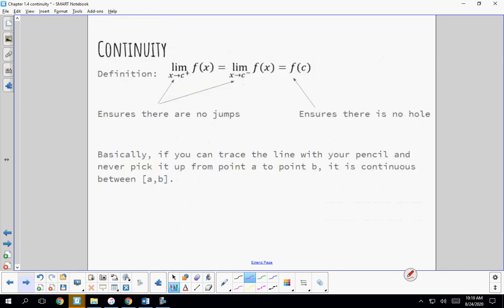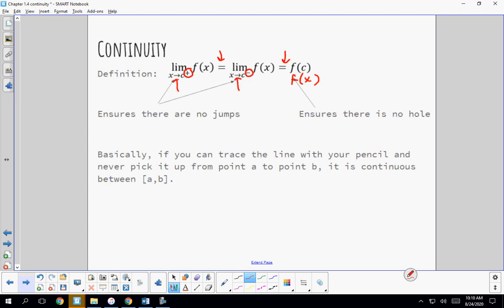So here's your definition. This little plus means a limit from the right, and the little minus means the limit from the left. Remember, we're looking as we get really close to some value. If it is continuous, then the value at X equals C will also be equal. So all three of these have to be equal.